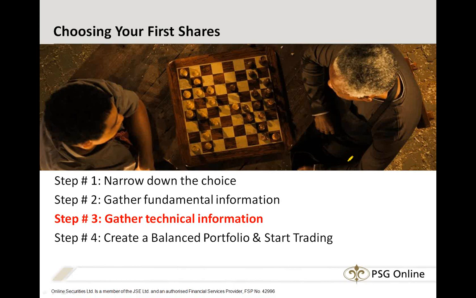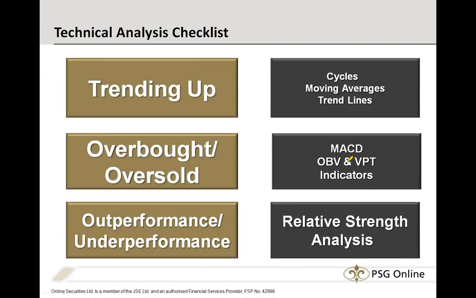Step 3, I want to look at technical information, the charting. Again, 3 steps. I like to look at 3 criteria. From an equity point of view or shares, the trend must be trending up, and I check whether it is overbought or oversold. Ideally, I want to buy at the bottom of the cycle when it's oversold. And ideally, I'm looking for shares outperforming relative to all other shares in the market.